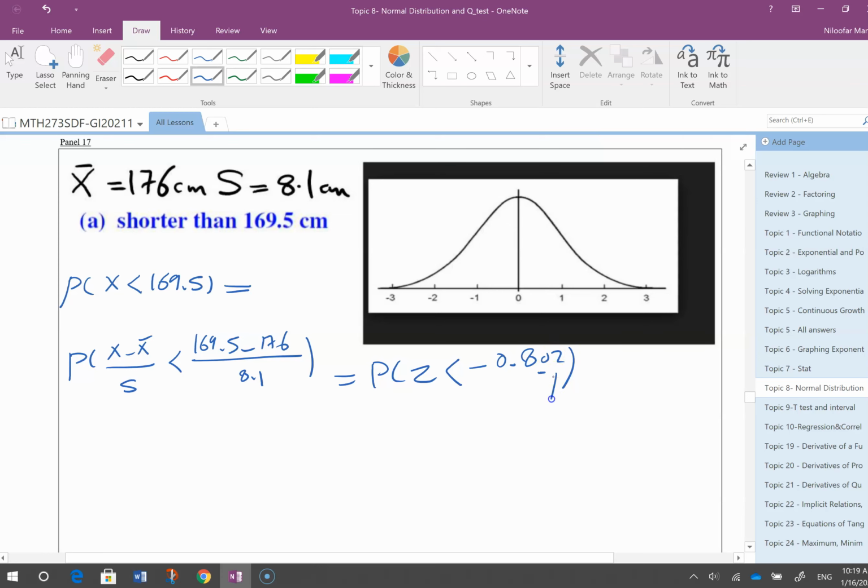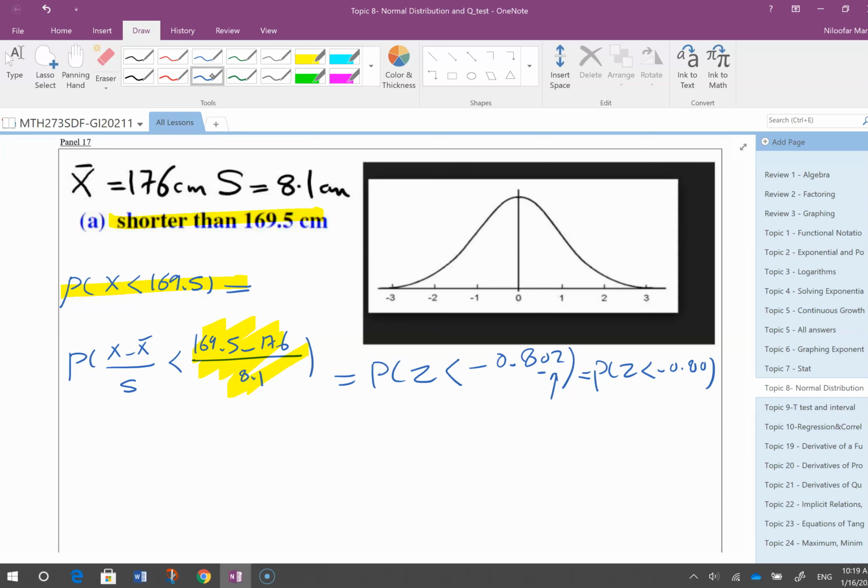You have to round it to two digits after the decimal, because the table just shows two digits. So you underline that and check that it is probability Z less than this. It says shorter than this, so you start from shorter than this, then you go to Z. How? X minus X bar over S, you calculate, and then you have Z less than that.